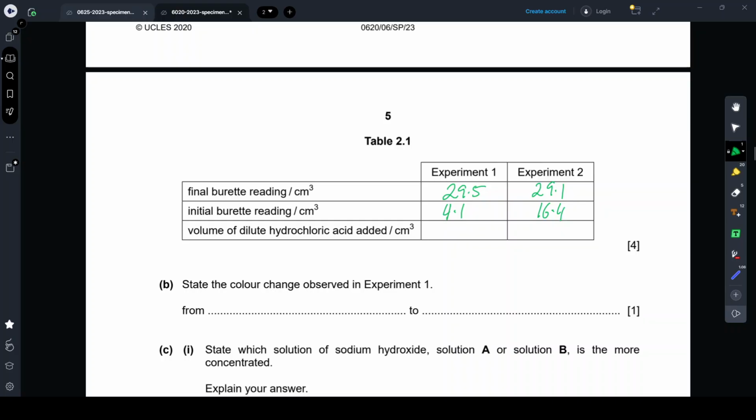That would give 25.4. And so that's giving you 25.4, and what you're finding is the volume used. How is it the volume used? Because you started at 4.1 and you ended at 29.5, so whatever volume is between this range is the volume you used. Correction, it is 25.4, not 24.5.